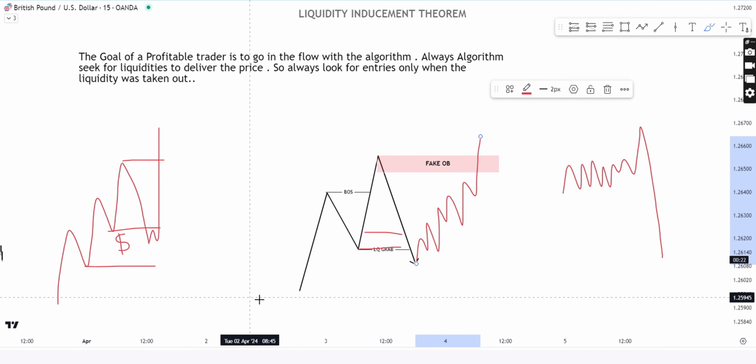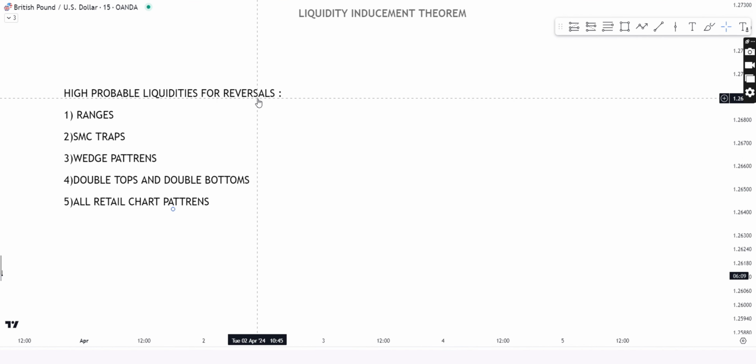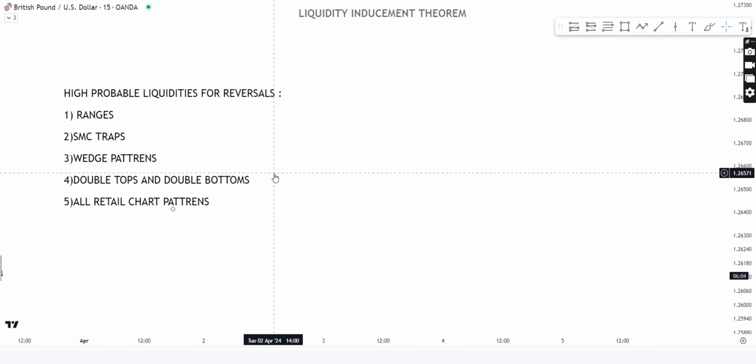So let's learn about the different types of liquidity in the marketplace. These are the five important liquidities in the forex market: ranges, smart money traps, wedge patterns, double tops and double bottoms, and retail chart patterns. I will explain each one in a detailed way in this video. Watch the video till the end.